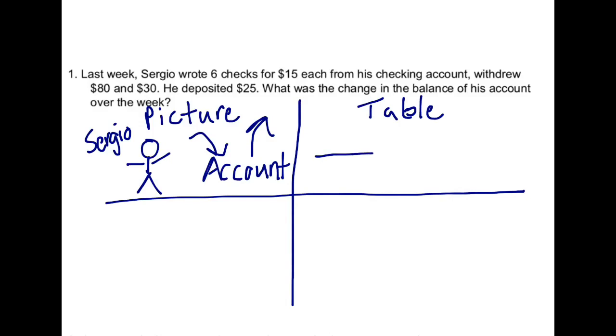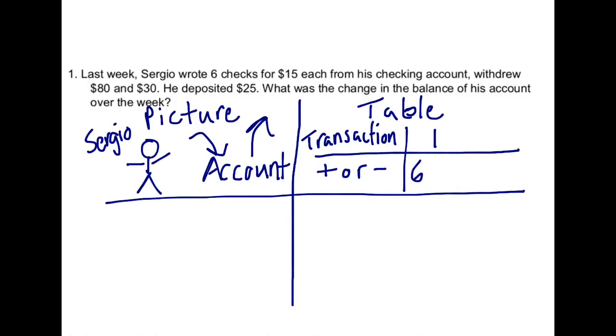So I'm going to put transactions. Transaction can either be positive or negative, just depending on what's happening. Then I'm going to put plus or minus on the bottom. So for the first transaction, he wrote 6 checks for $15 each. When you write checks, that's a negative. And I'm writing 6 checks for $15 each. So I'm going to put underneath that it should be a negative number.